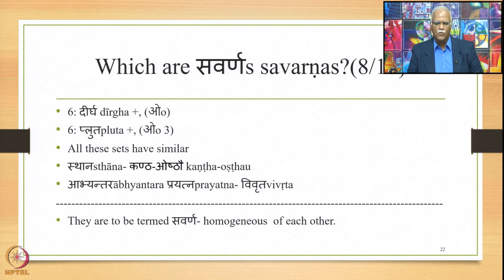Then we have O. There are 12 varieties of O, 6 dirgha and 6 pluta. They all have similar sthana, kanthoshthau, and similar abhyantara prayatna, namely vivruta. And so these 12 varieties are termed savarna of each other. Only long O gets mentioned in the Pratyahara Sutra.